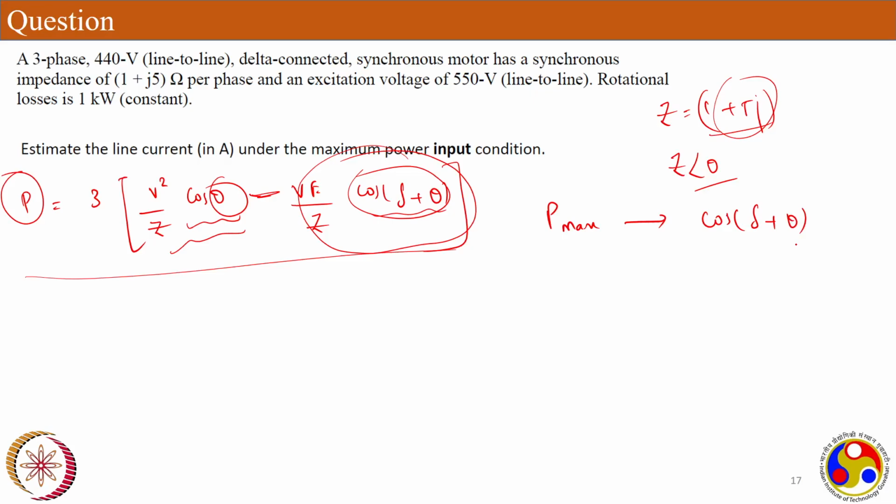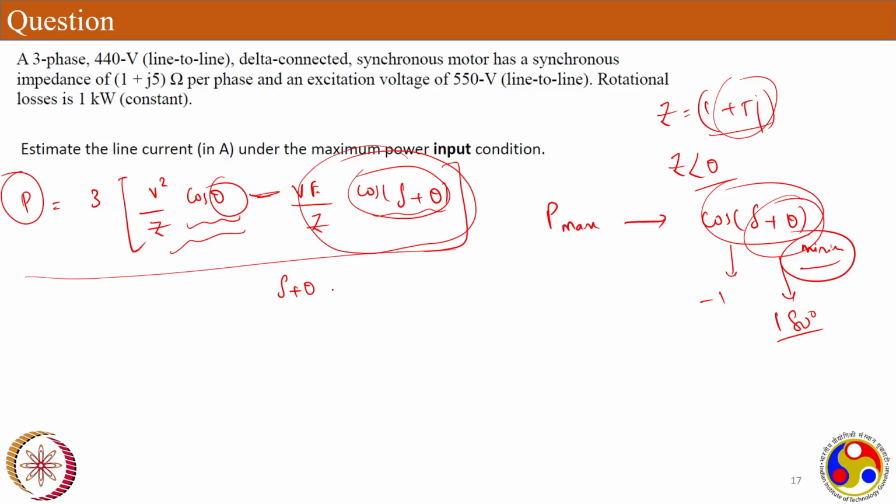minimum. So what is the minimum value of cos? It is minus 1. So in order to have this minus 1, your delta plus theta should be how much? 180. So that's the condition to have your maximum power input condition. If I can manage delta plus theta equals 180, then I can guarantee that my input power would be maximum.